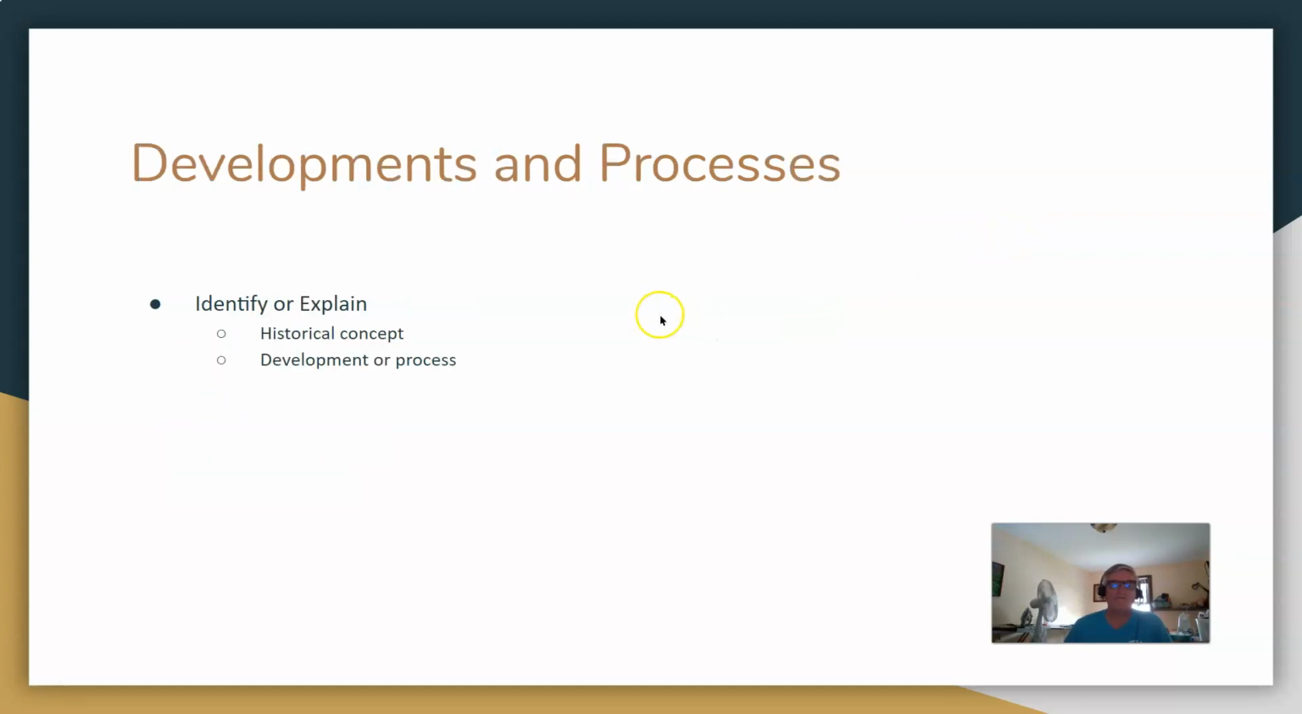Okay, so developments and processes. This is simply the identifying and explaining of historical concepts or developments or processes. This is where we manage the facts of history, the times and the dates and the people and things like that that are going on.